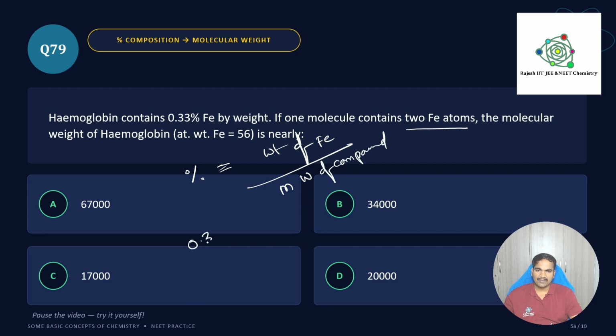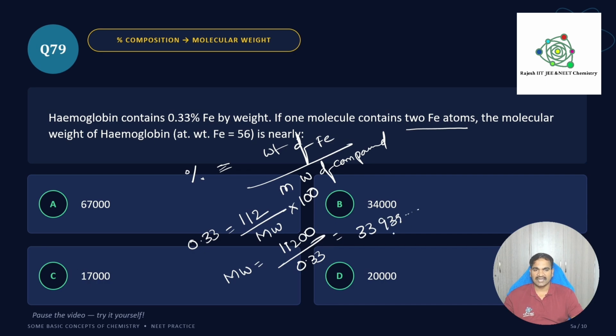Here percentage 0.33 and weight of the Fe. Two Fe's are there. That's why you can take 56 plus 56, that is 112. That means 112 into 100, divided by the molecular weight of the hemoglobin compound, which you don't know. So you can take molecular weight is equal to 11200 divided by 0.33. If you calculate, you are getting 33,939 like that, which is approximately equal to the second option.